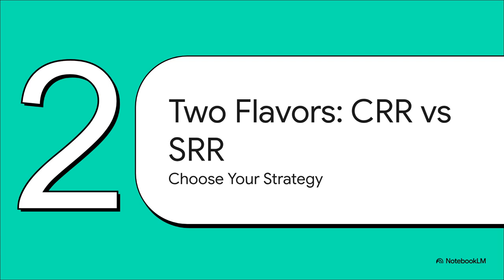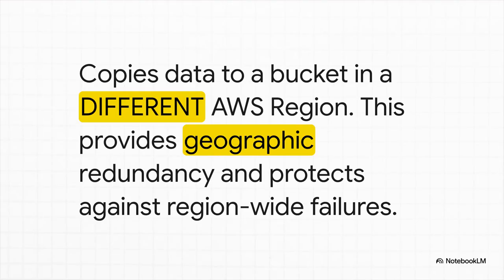Now, replication isn't some one-size-fits-all solution. It actually comes in two distinct flavors, and picking the right one is a really key strategic decision. So let's break down the two main options you've got: cross-region versus same-region replication. First up, we have cross-region replication, or CRR for short. And just like the name says, this copies your data to a bucket in a completely different AWS region. So we're talking about taking your data from, say, a server in Virginia and shooting it all the way over to a bucket in California, or maybe even to London. This is all about geographic redundancy. It protects you if an entire region has a massive failure.